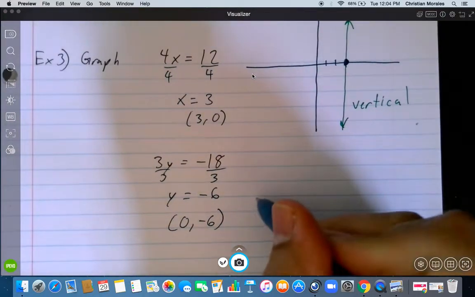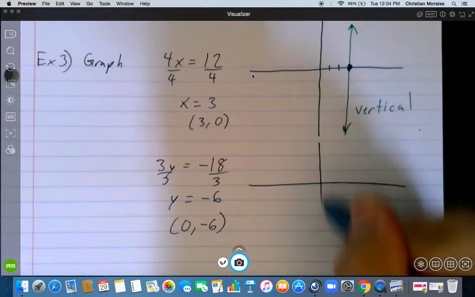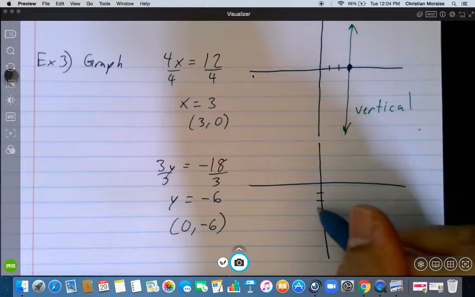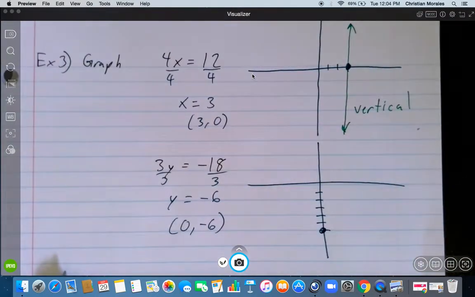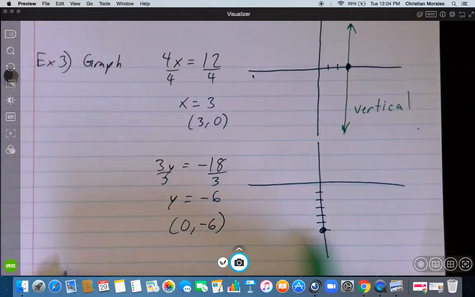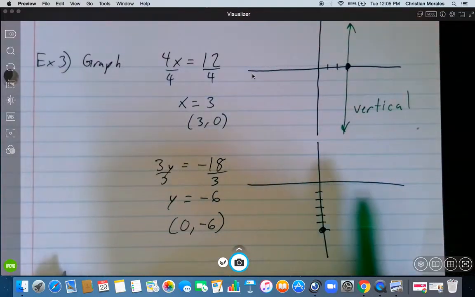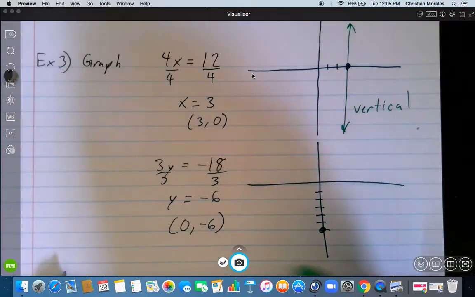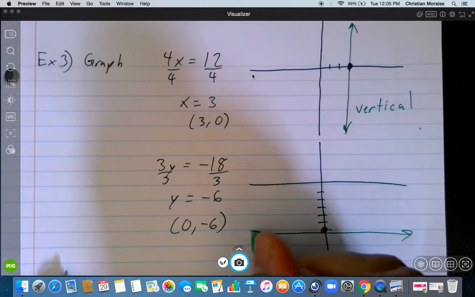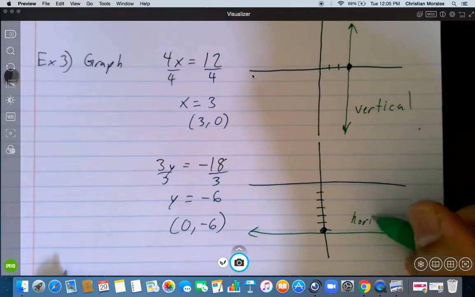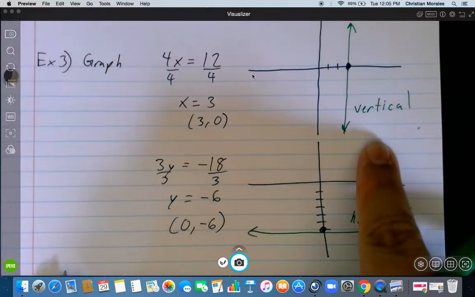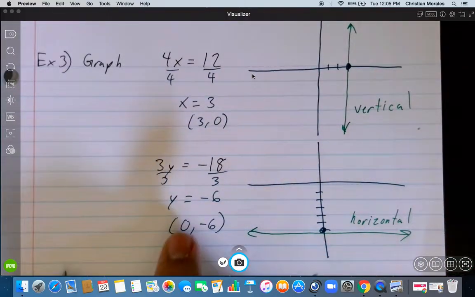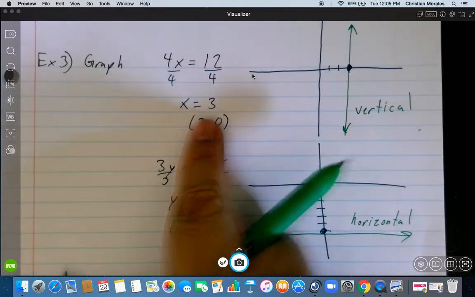Now if you graph this one, 1, 2, 3, 4, 5, 6. -6 right there. There's only going to be a y-intercept. It will never cross the x-axis because there is no x-intercept. Then your line looks like this. Horizontal. So whenever you can only solve for one point, you either have a vertical line or you have a horizontal line. And it all depends on if you have a y-intercept or if you have an x-intercept.